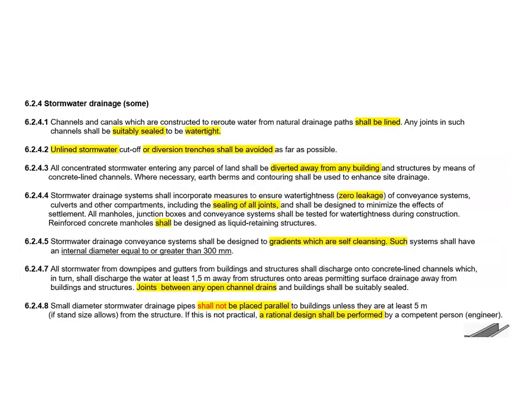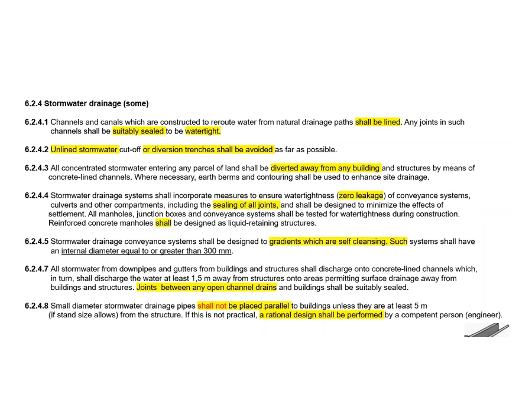But channels, I think the important part is that channels and canals need to be lined. They need to be sealed properly and they need to be watertight. Any diversion of trenches shall be avoided as far as possible. If water needs to be diverted away from the building, which we've just touched on, stormwater drainage shall incorporate measures to ensure water tightness. So there should be 0 leaks. These include the sealing of joints.